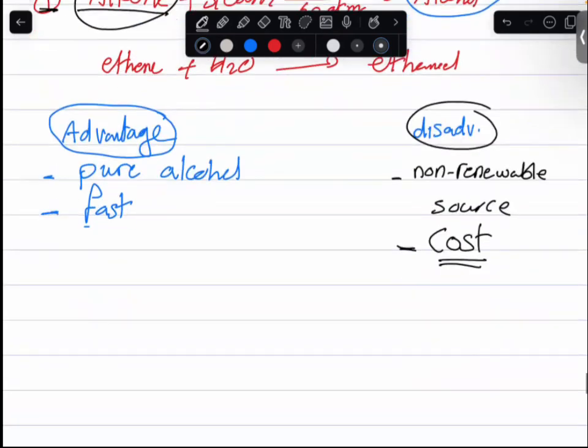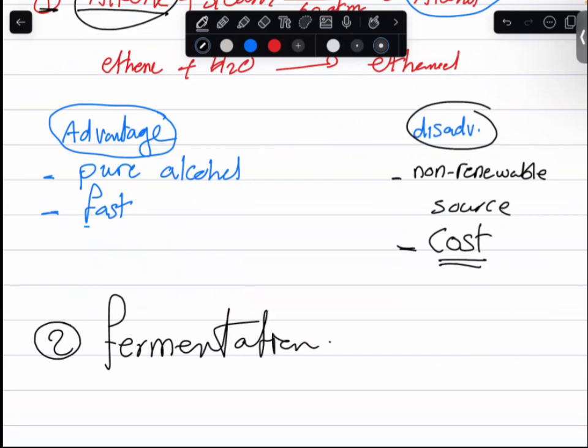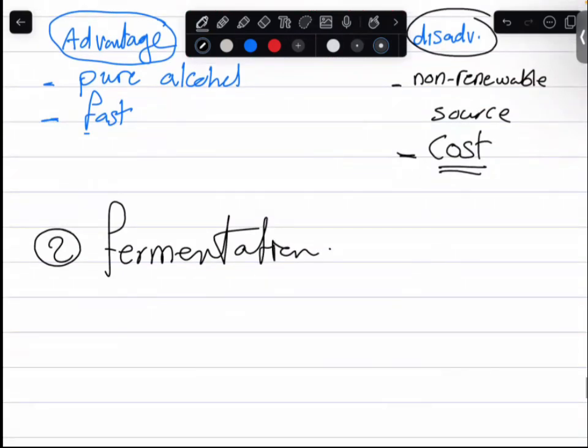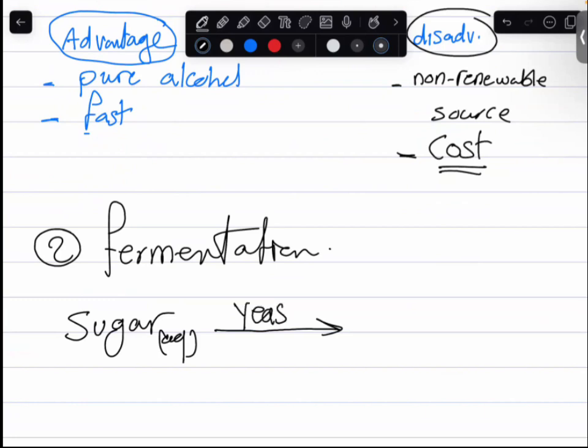The second way of preparing alcohol, which is also very important, is fermentation. Fermentation means if we have sugar solution, or aqueous sugar solution, it is renewable. In the presence of yeast, the sugar changes into ethanol plus carbon dioxide.